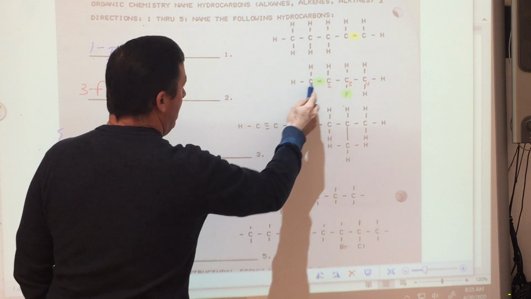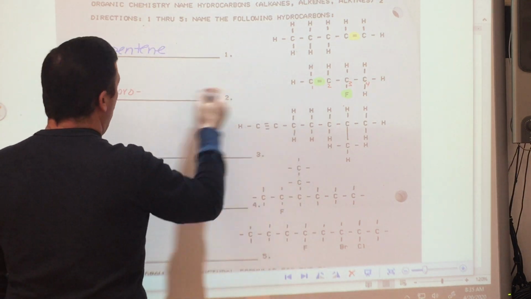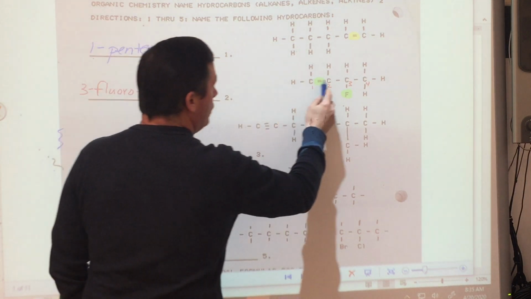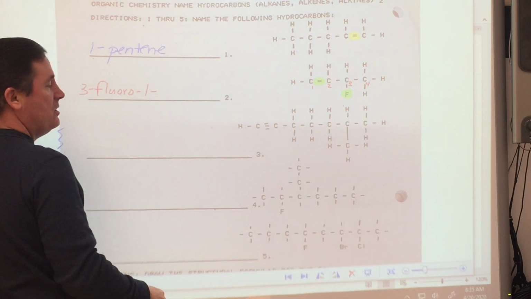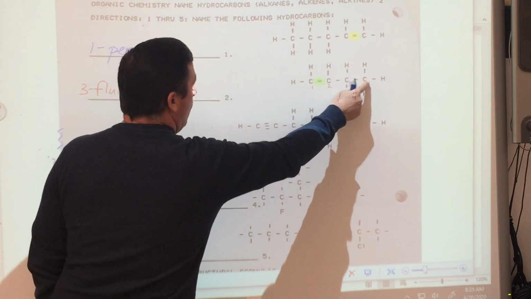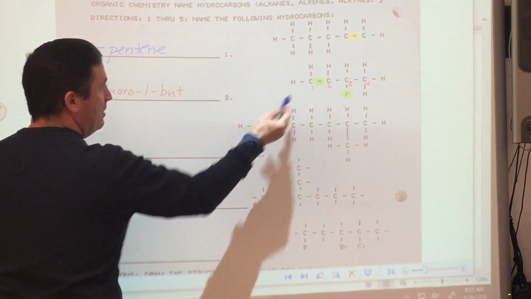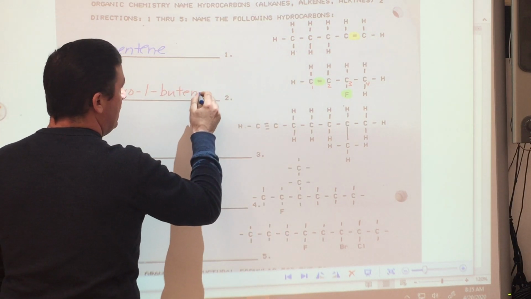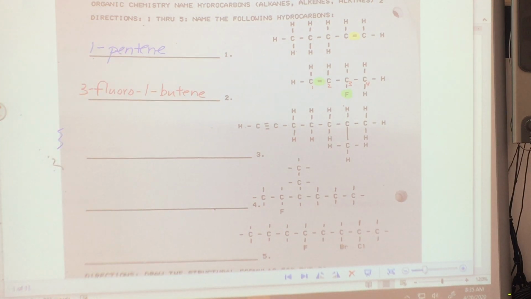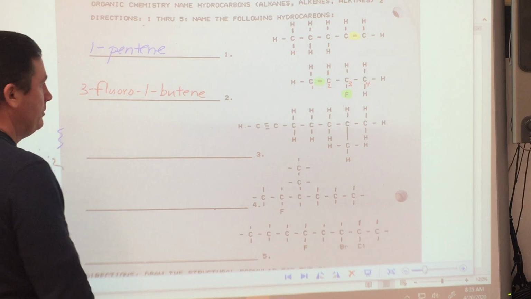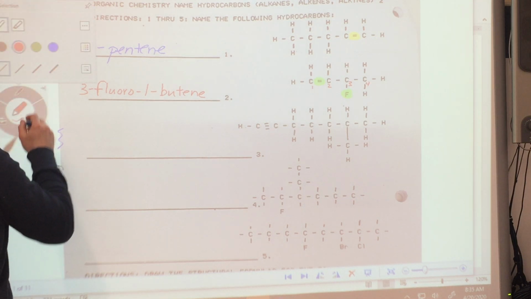And then my double bond. 1, 1, 2, 3, 4. 4 is meth, eth, prop, but. So this is but. It's not butane, it's butene. 3-fluoro, 1-butene. Okay? All right. Same process each time.